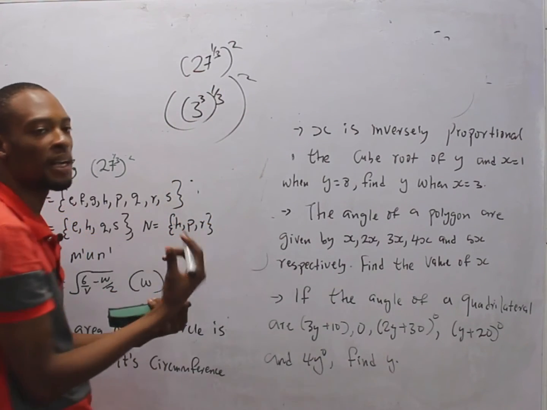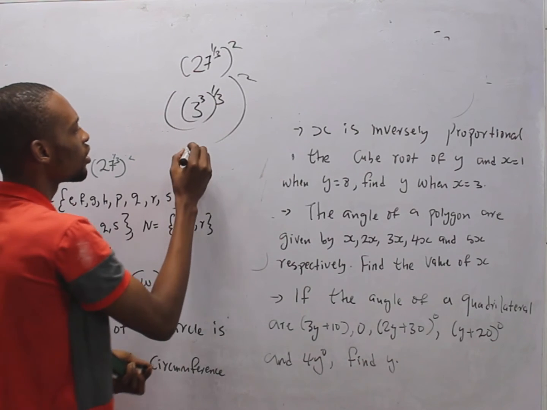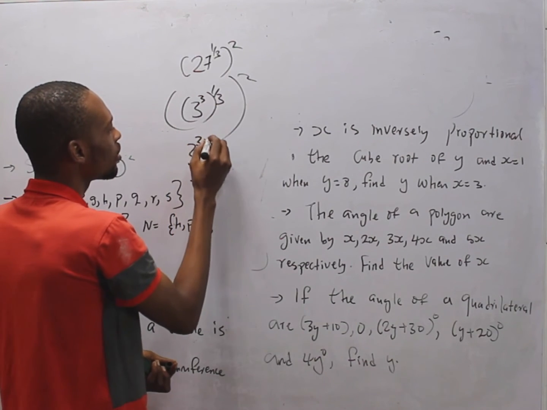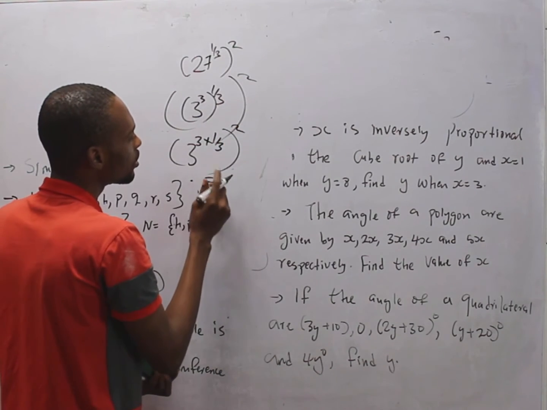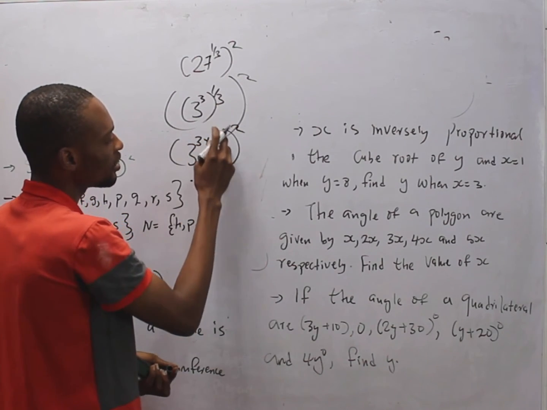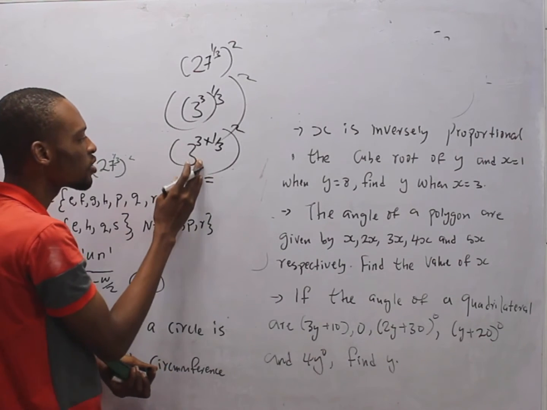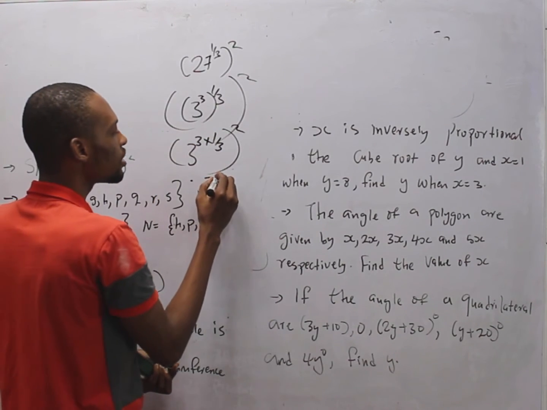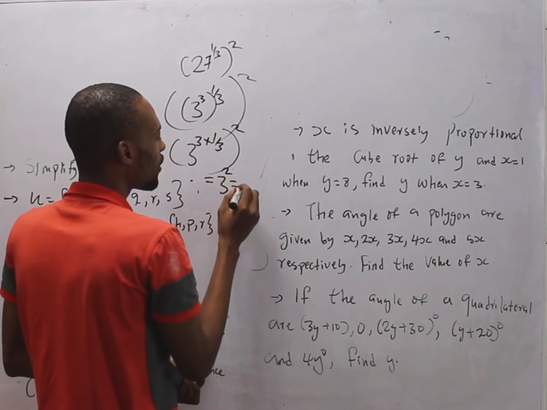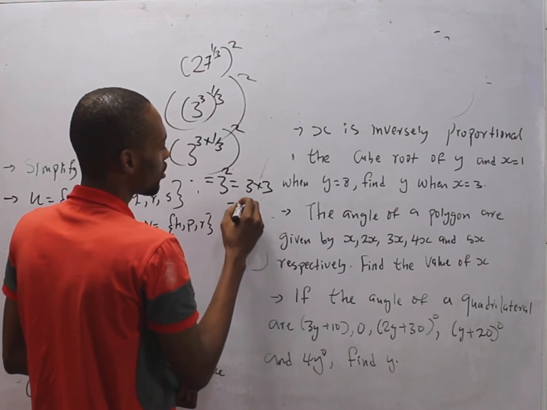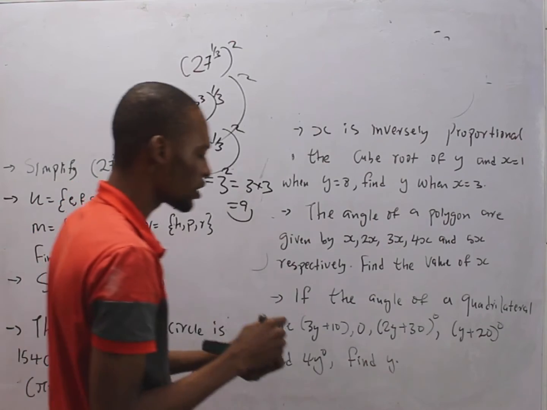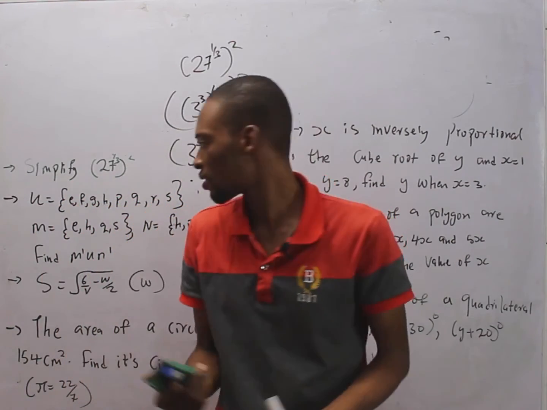Indices says that we can multiply them, which means we can say 3 raised to the power of 3 times 1 over 3 times 2. 3 times 1 is 3, 3 over 3 is 1, 3 raised to the power of 1 is 3. So this is something like 3 squared. And that is 3 times 3. This is 9. That is what indices says.